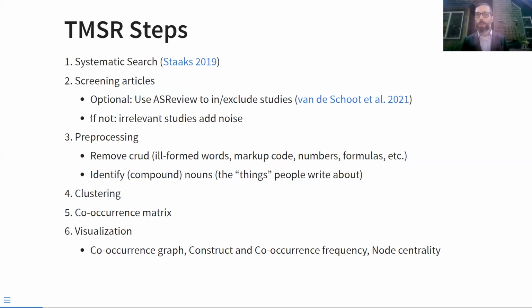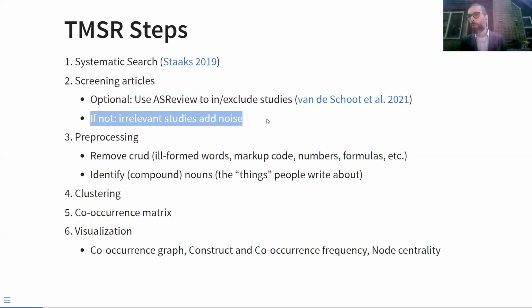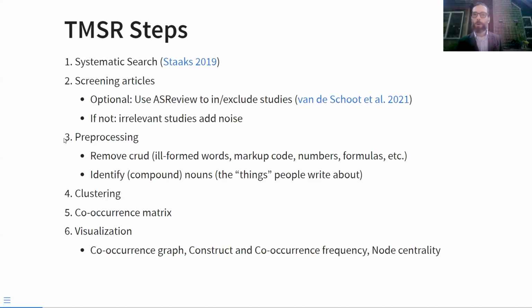It's not absolutely essential to only include the relevant studies. So in most analyses, we accept that there will be some noise. And if we include a few irrelevant or less relevant studies in a text mining systematic review, that will introduce some noise, but it might not be too problematic.